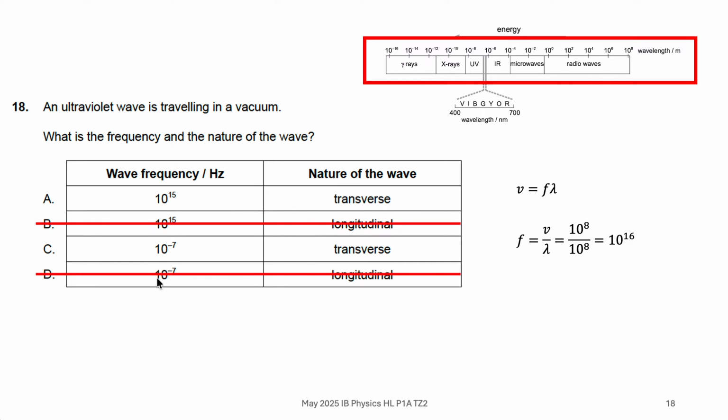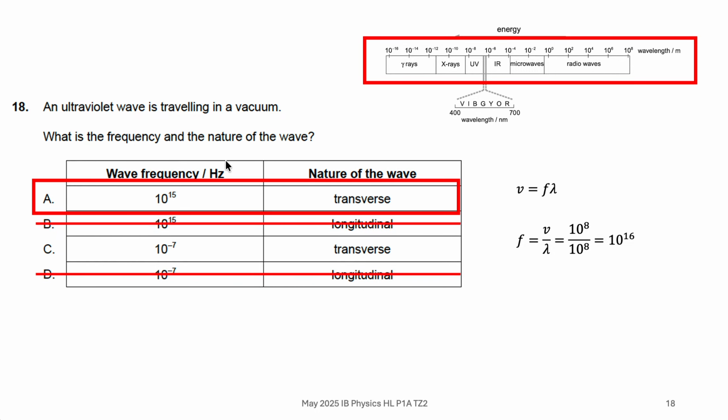Now, if we look at these values here, we've got a 10 to the 15 and a 10 to the minus 7. Why is that slightly different? Obviously our answer here then is going to be this one. Well, because we've got a range of wavelengths. Whilst I've said 10 to the minus 8, it could be 10 to the minus 7. 10 to the 8 over 10 to the minus 7 is going to give me 10 to the 15, which is why the answer here is 8.